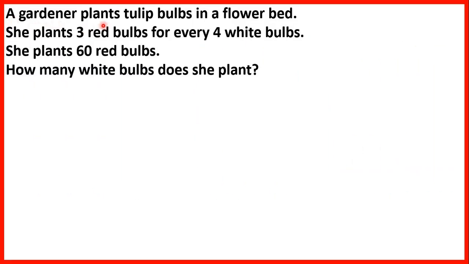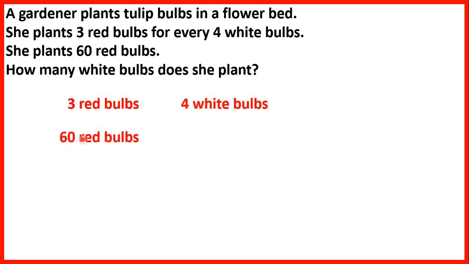A gardener plants tulip bulbs in a flower bed. She plants 3 red bulbs for every 4 white bulbs. She plants 60 red bulbs. How many white bulbs does she plant? So we know that she plants 3 red for every 4 white, and that she plants 60 red altogether. So we need to think 3 times what is 60?